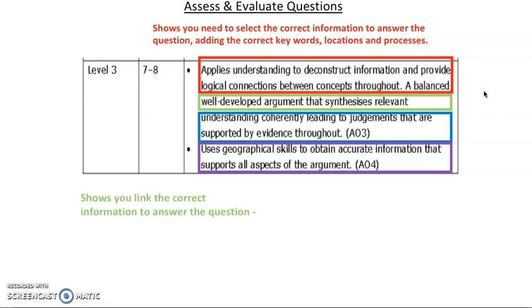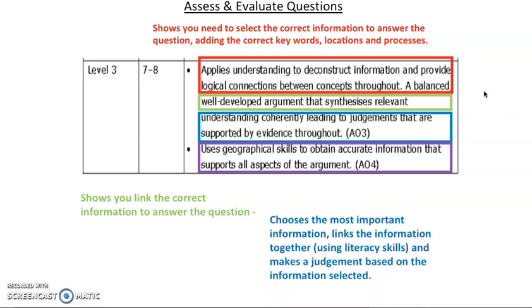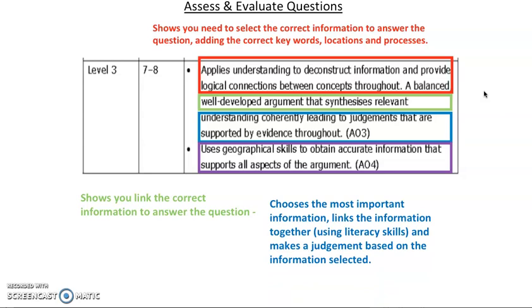Is it a balanced and well-developed argument that synthesizes stuff? Show that you've linked your information to answer the question and that you've given a number of different factors and made them balanced. Understanding coherently, leading to judgments that are supported from evidence throughout. Are you saying things like, this is important? Are you showing a good understanding based on the information that you've got?